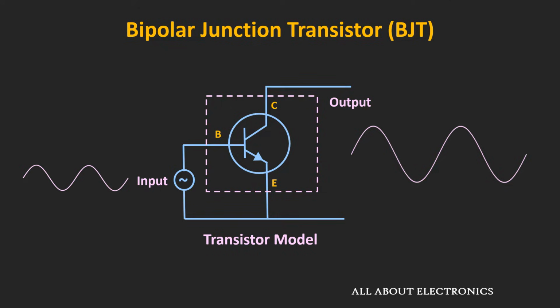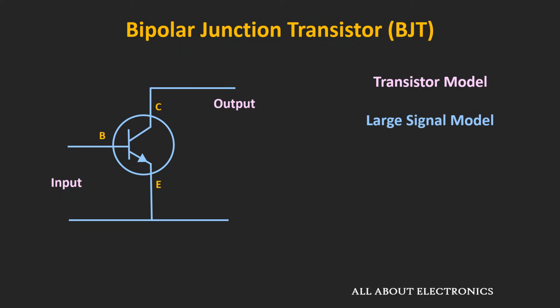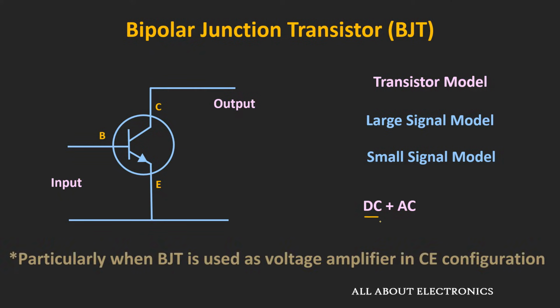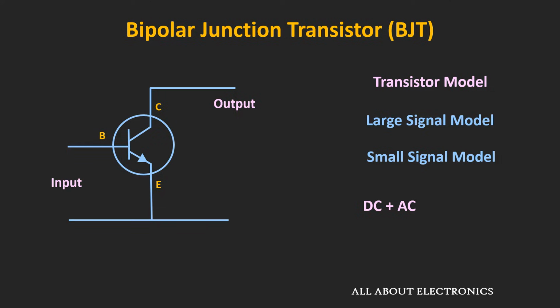So based on the magnitude of the input signal, there are two transistor models. One is the large signal model and the second is the small signal model. Now when the transistor is used as an amplifier, then it consists of two components. One is the DC component, which is used for biasing the transistor, and the second is the time varying signal which we want to amplify. So this DC signal is often referred to as the large signal, while this time varying signal is referred to as the small signal. So to understand the behavior of the device for this large signal, the large signal model can be used.